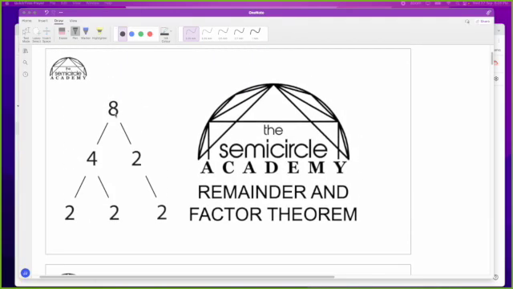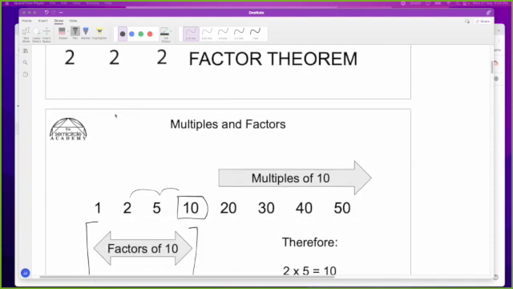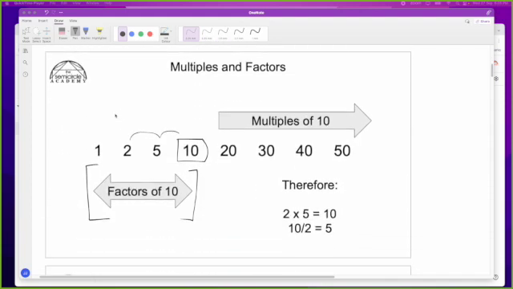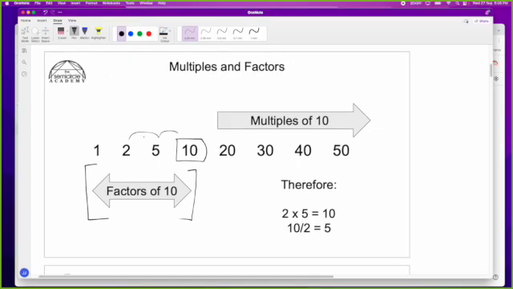So today we're talking about the remainder and factor theorem, right? And it's just what it says. It's about remainders and it's about factors. And just a reminder, a factor is one of the smaller numbers. So you have the factors of 10. It is those numbers that are smaller than 10, but that would multiply to make 10. For example, 2 times 5, these are the factors of 10.